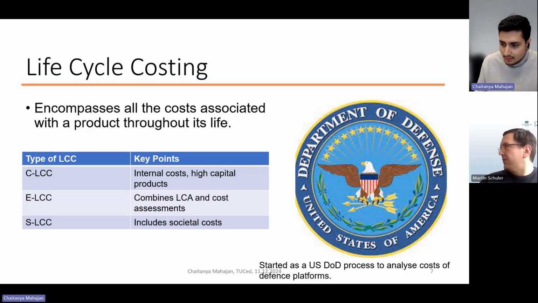There are three types of life cycle costing. Conventional life cycle costing focuses just on the internal costs, so the costs that are within the system boundaries. Then there is the environmental life cycle costing, which focuses on costs and a little bit of environmental emissions as well, but does not combine them. And then we have the societal life cycle costing, which looks at the cost to society, and again does not combine them, but looks at them separately.